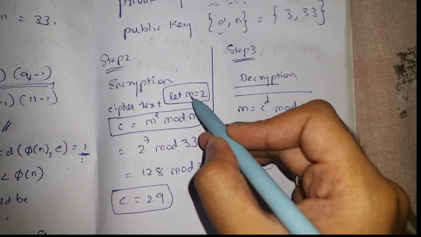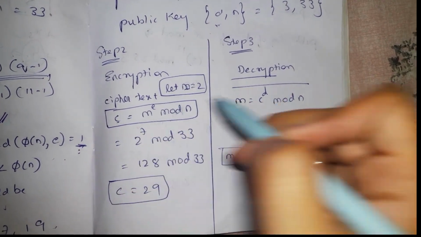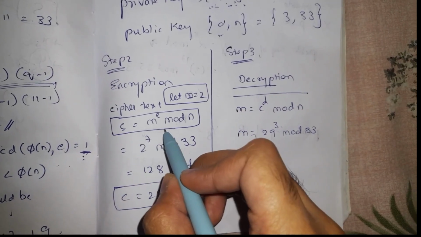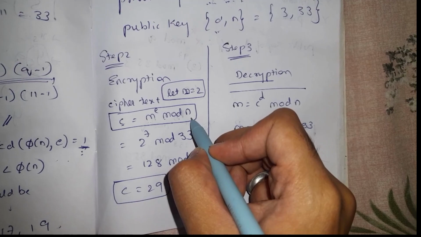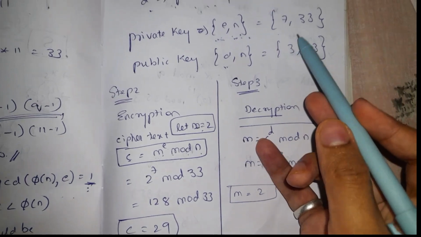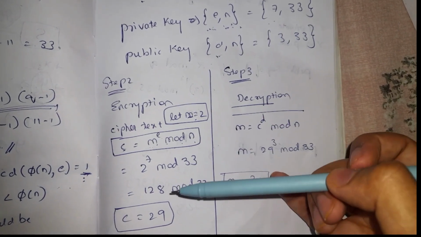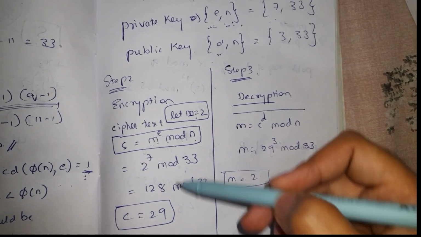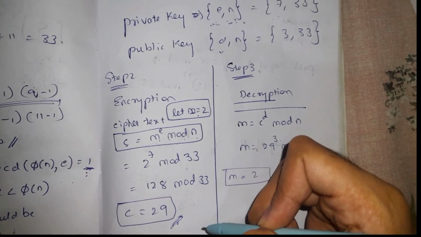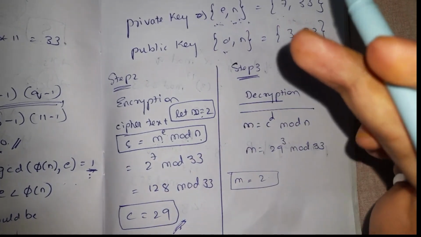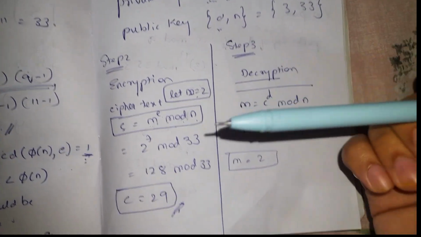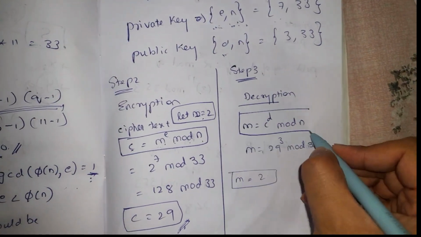Now, M represents our plain text and C represents our ciphertext. This is the formula for obtaining the ciphertext: M power e mod n. Upon simplifying, we have M as 2, e as 7, and n as 33 as mentioned in the earlier step. If we simplify this further, we will get our ciphertext as 29. I have taken some small numbers, but in real-time implementations the numbers are way larger.